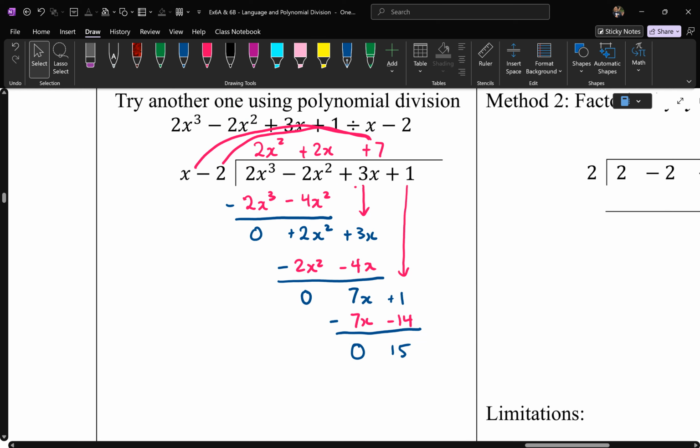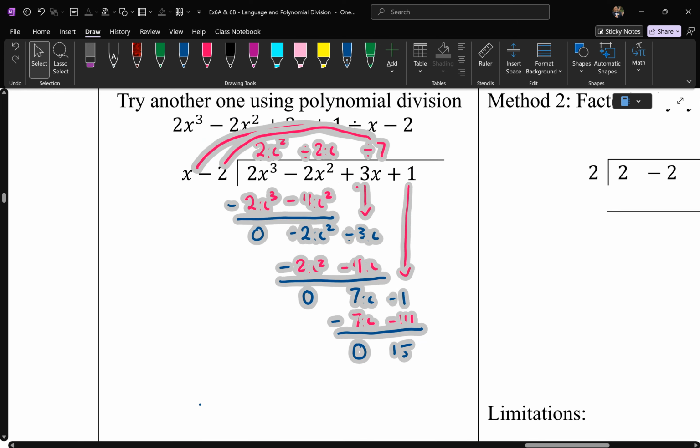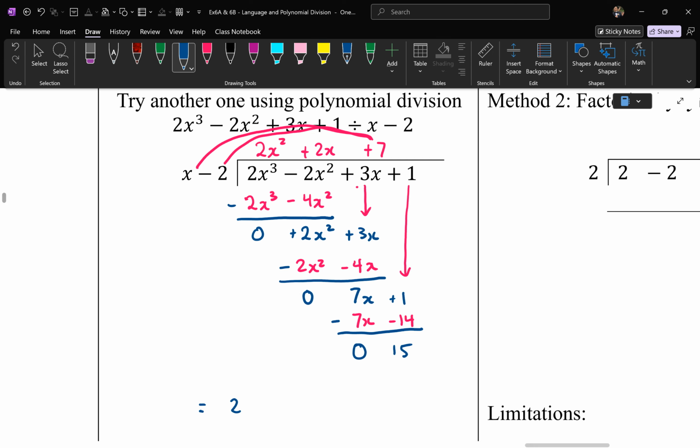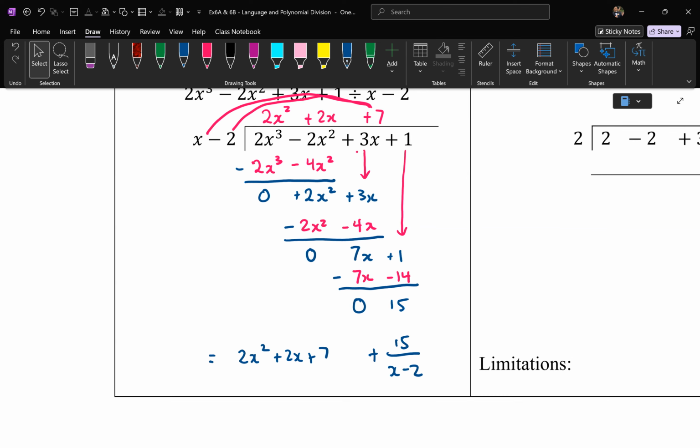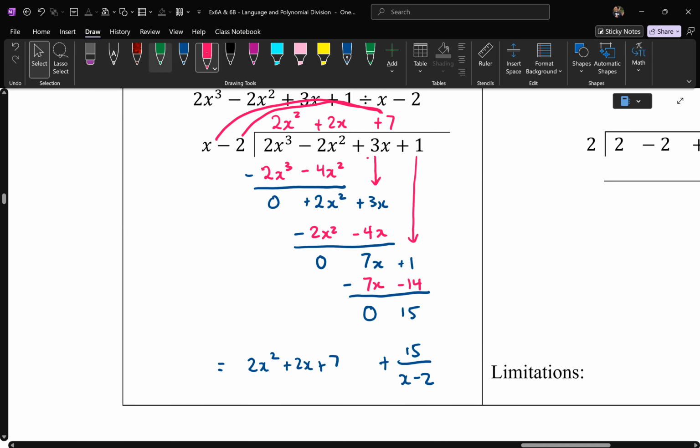So what's my answer? The quotient is 2x squared plus 2x plus 7, and there's a remainder. What's the remainder? It's 15 out of? Very good. It's what you were dividing by. This is your quotient.